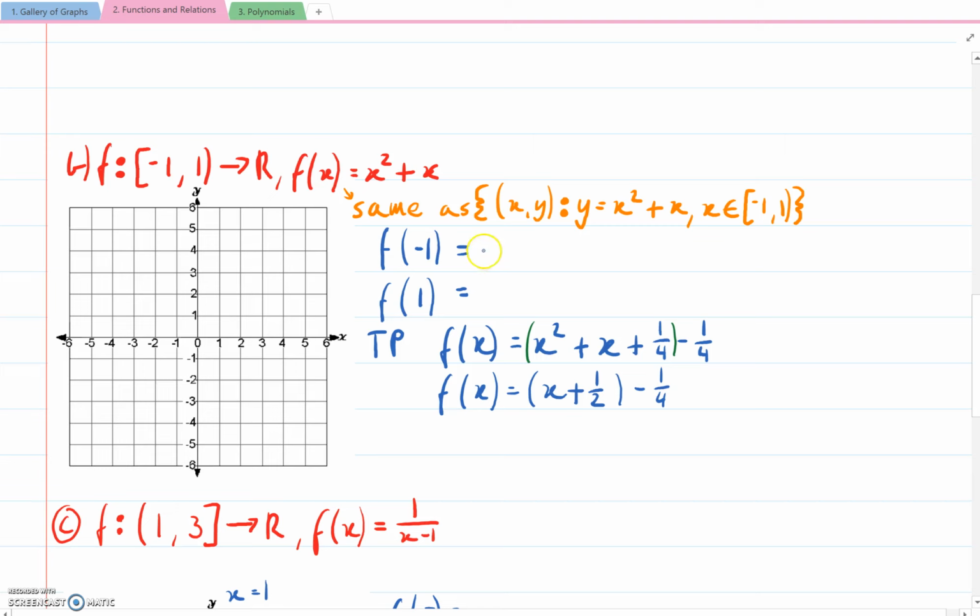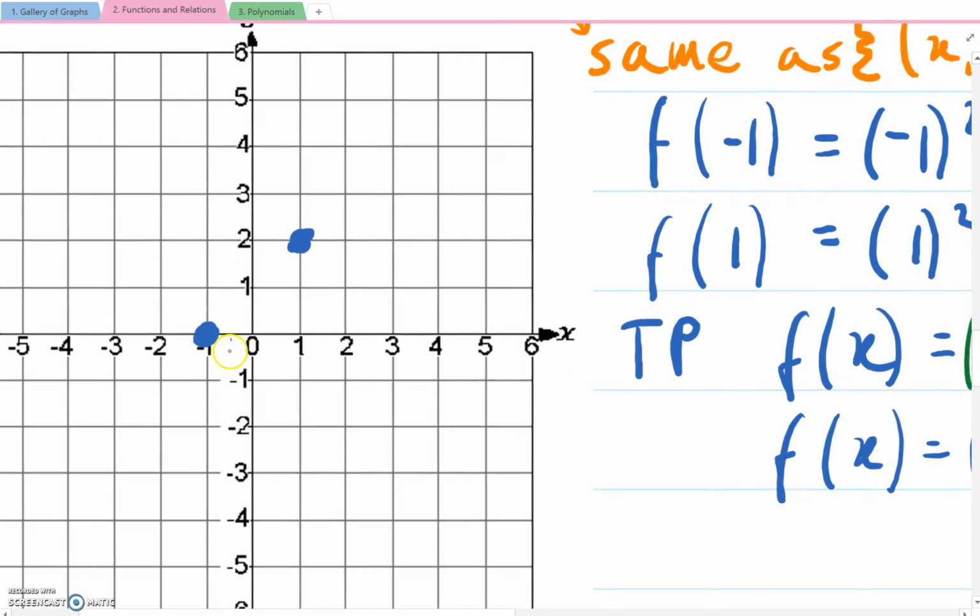So -1, this is going to be (-1)² + (-1), which is 0, and 1² + 1, which is 2. So we have a dot there, and (1, 2), which is here. And this is going to be a bit tricky. Our turning point is at (-1/2, -1/4). Again, probably should have used a better example for this. Let's say it's around about there.